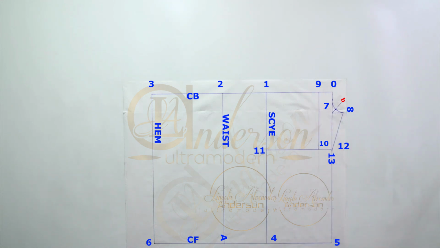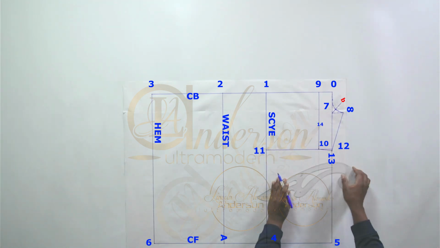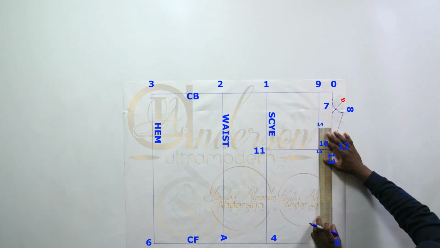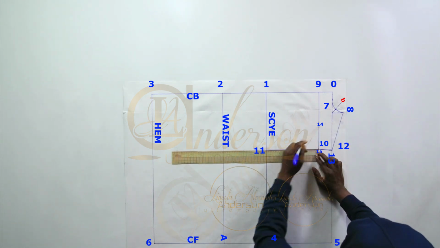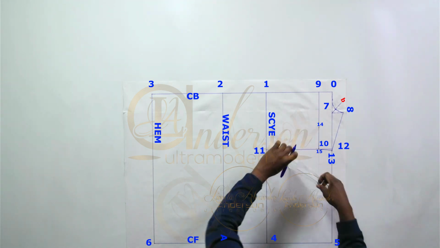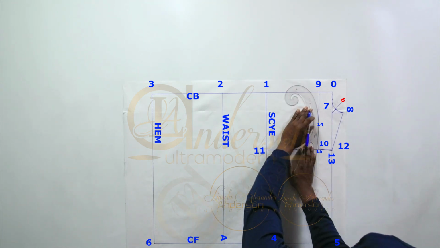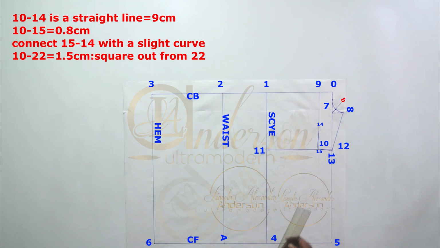Square out from 9 to 10. Connect 10 to 13 with a slight curve. 10 to 14 is 9 centimeters and 10 to 15 is 0.8 centimeters. Connect 15 to 14 with a slight curve. That's your yoke.